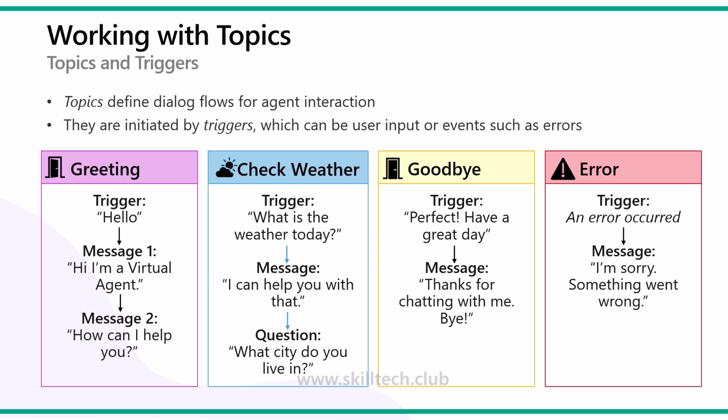As you can see in this slide, if you provide an input like a greeting such as hi or hello, the agent is going to reply with the message, hey, I'm a virtual agent, how can I help you? In the same way, you can see other triggers focusing on weather information or just a goodbye message. Or if you get some kind of error, it's going to return with, I'm sorry, something went wrong. And this is how your agent is going to behave.